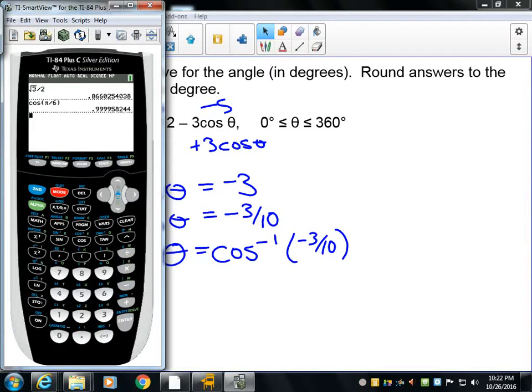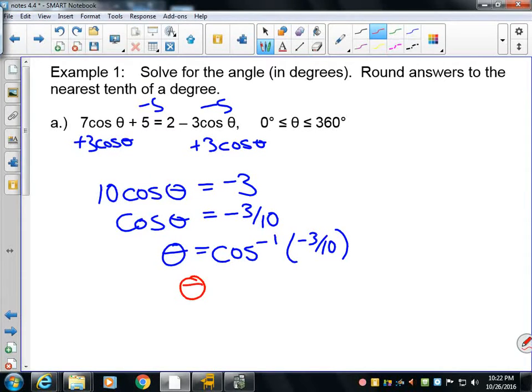Second quit, coming back here, if I'm going cos to the -1 of -3/10, or -0.3 by whatever, gives me 107.5. So theta equals 107.5. Now, when we solve, this solves for cos from 0 to 180 degrees.